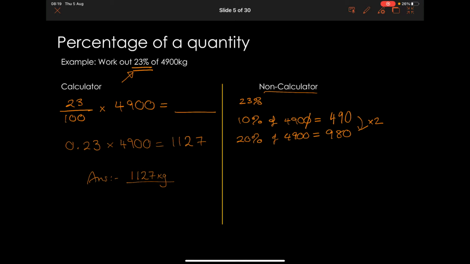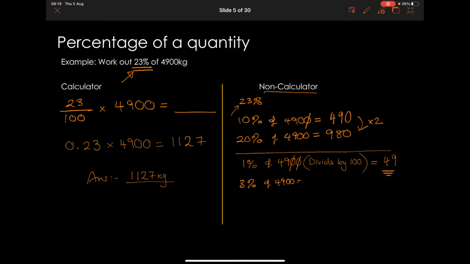Right, so we've got the 20% out of the 23. I now need to work out the 3%. So what I'm actually going to do is find 1% of 4,900. And to find 1% of any number, we just divide by 100, because percent means out of 100. If I divide by 100, it means I take off both zeros, which gives me 49. I need 3 of these, because I need 3%. Okay, 3% of 4,900 would be 49 times 3.